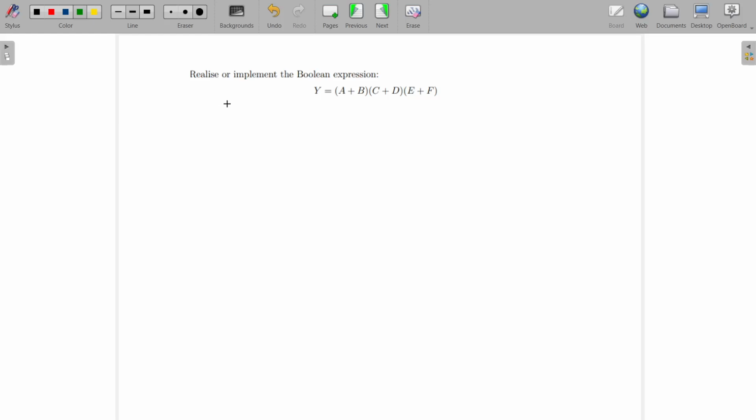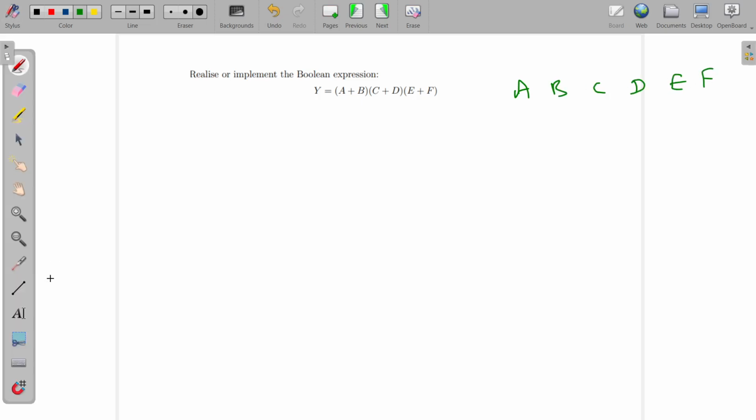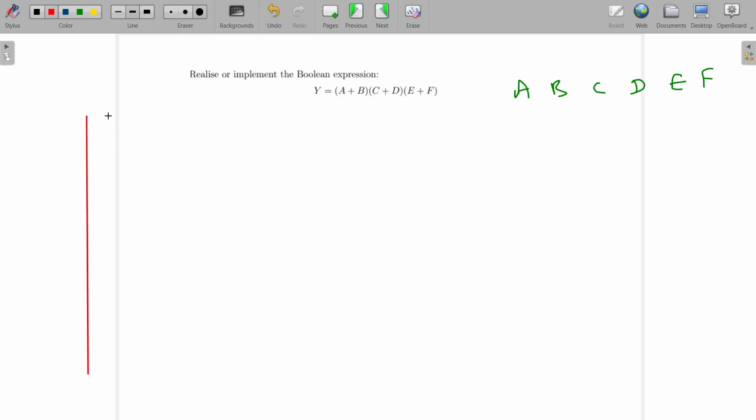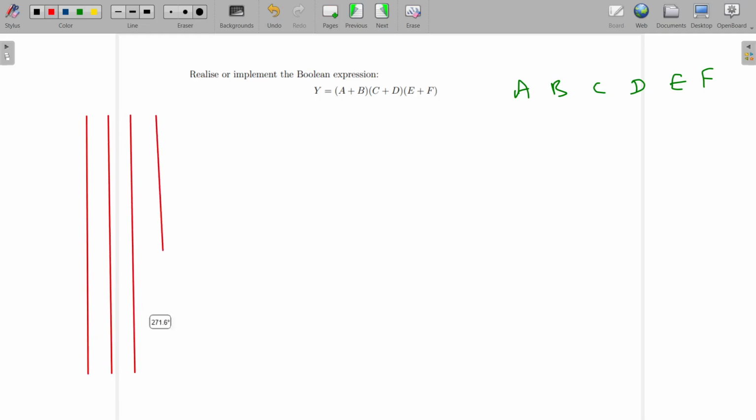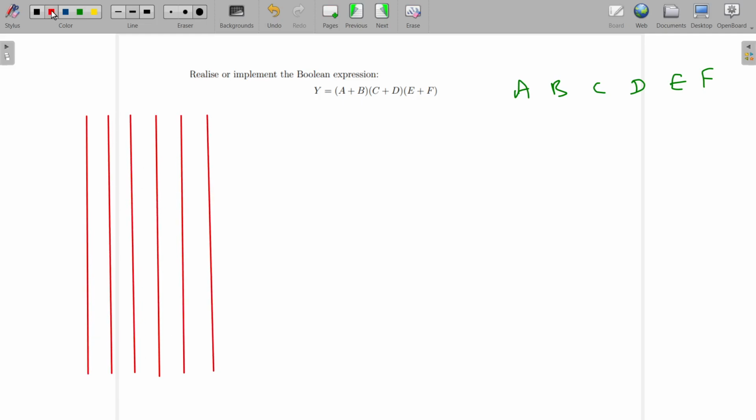In this problem, we are asked to realize or implement the Boolean expression. So here we have 6 variables A, B, C, D and E, F. So we draw all the 6 lines as the input lines, 1, 2, this is for C, D and E, F. So we name them A input line, B input line, C input line, D, E and F.